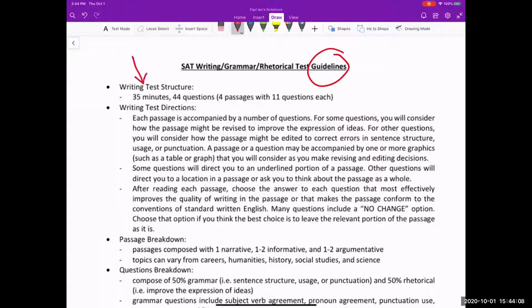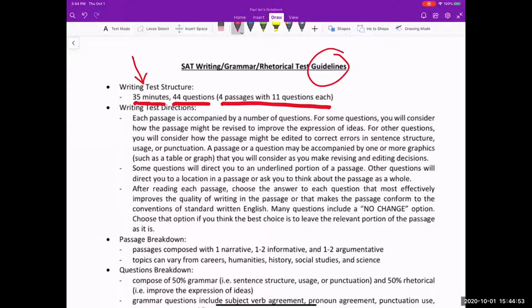So this writing test, you're given 35 minutes and 44 questions. What I usually do with the writing portion is you're not really reading the passages all the way. I skim, and then there are two types of questions that show up: the grammar question, and the rhetorical. A lot of times, with the grammar part, you can easily analyze the sentence and apply the grammar rules.